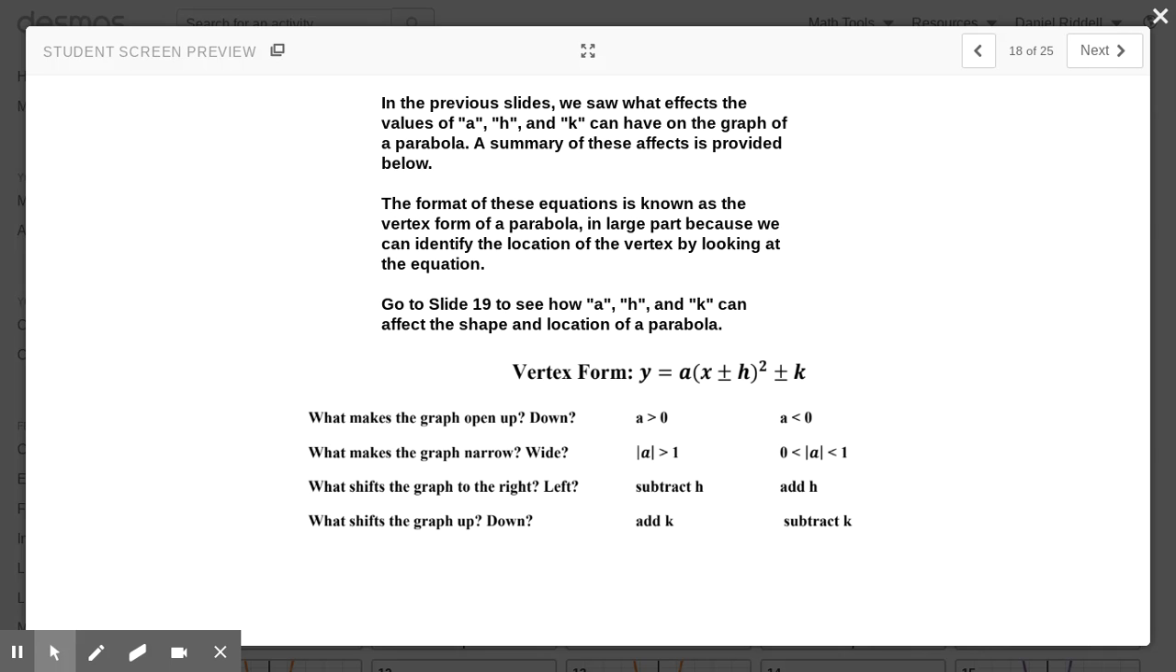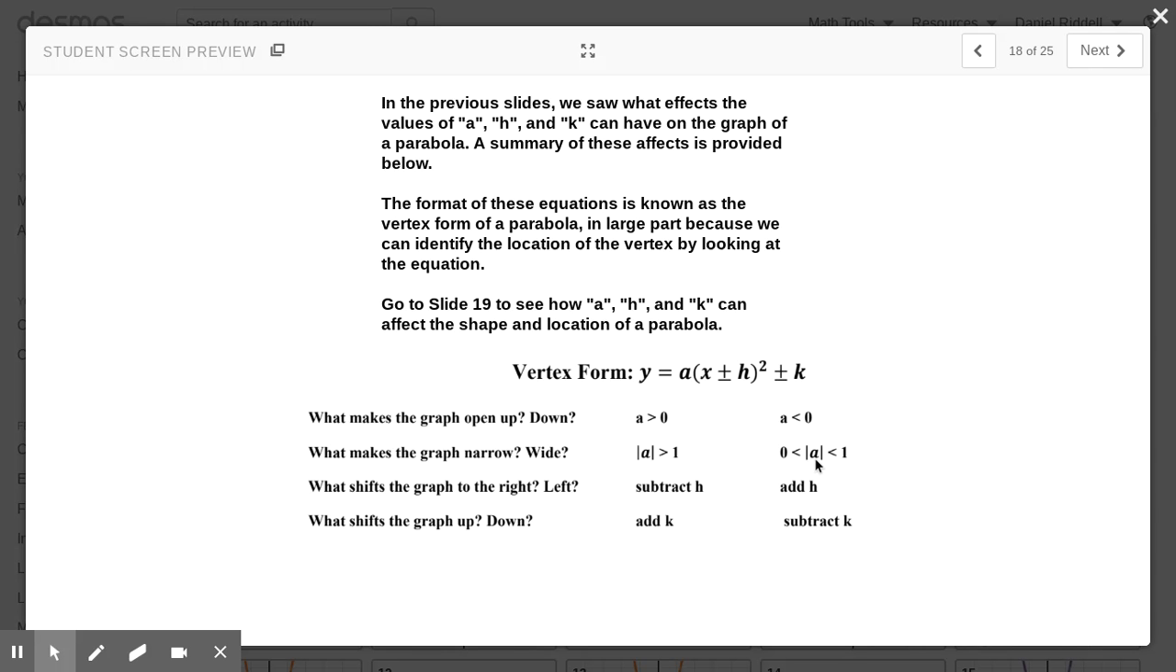Now, the second thing A does for us is it tells us how wide or how narrow, that would be skinny, the graph would be. Now, as far as narrow goes, that was when the absolute value of A is greater than 1, because an A value of 5 would make a narrow graph, so would an A value of negative 5. The only difference would be a positive 5 would make a happy skinny graph. A negative 5 would be a sad skinny graph. So still skinny, but opening down.